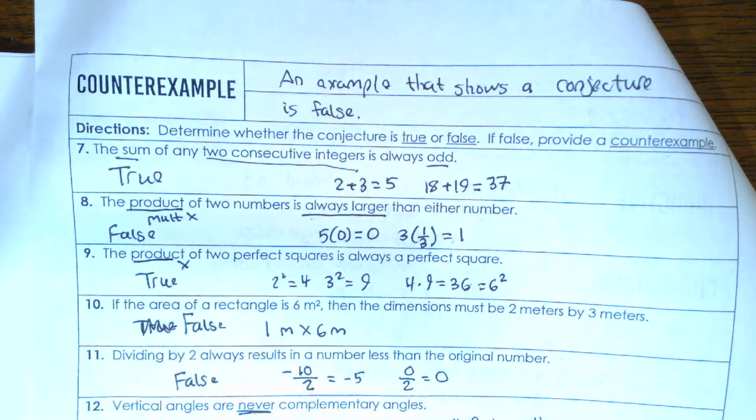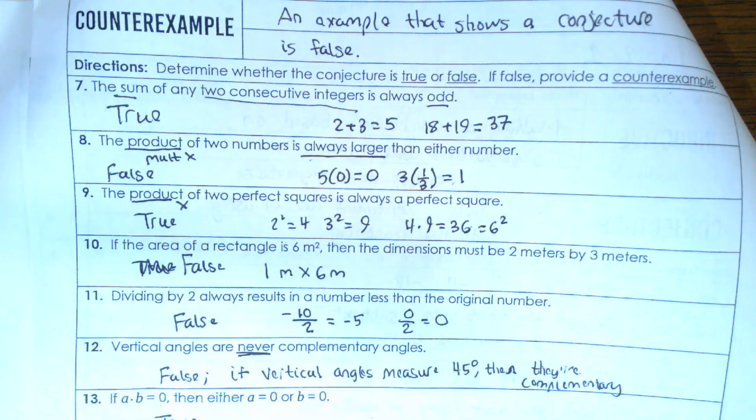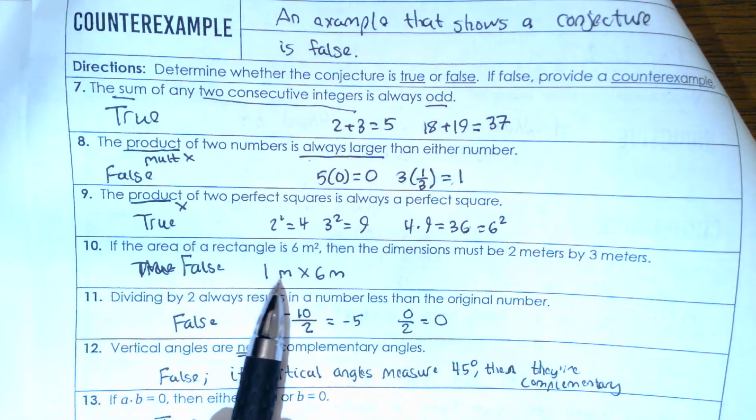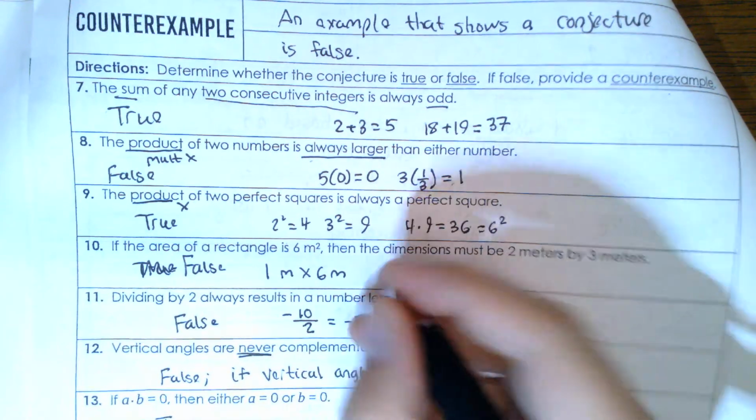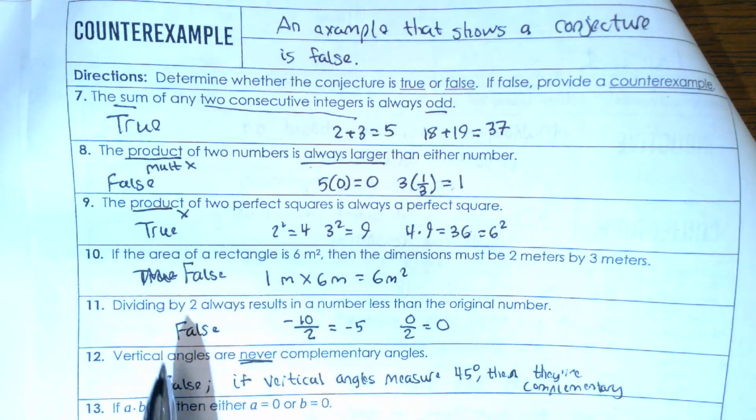The next one, if the area of a rectangle is 6 meters squared, then the dimensions must be 2 meters by 3 meters. Now this is false. You could actually do 1 meter by 6 meters, and that would give you 6 meters squared. So that proves that it's false.